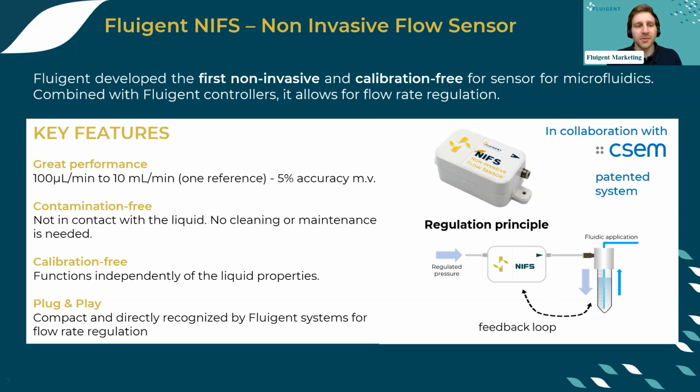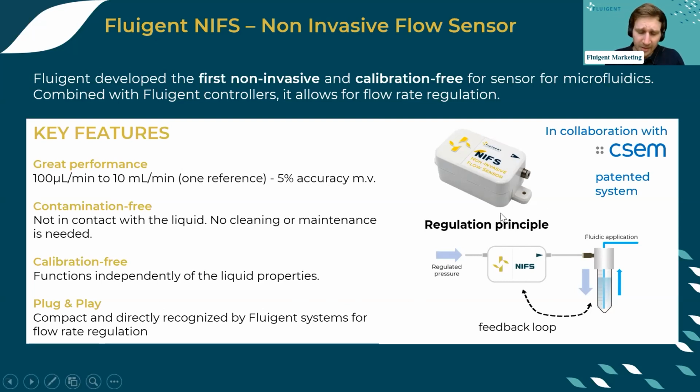Regarding the key features, the flow rates that we can achieve with this sensor range from 100 microliters per minute to 10 milliliters per minute, with one reference only, with an accuracy of 5% of the measured value. It's contamination free. As you can see, it's not on the fluidic line, so you don't have sterility issues or cleaning. You don't have to think about cleaning your system after making an experiment.